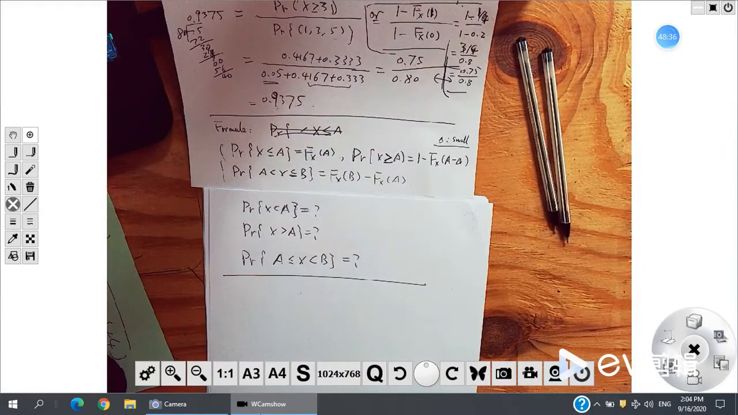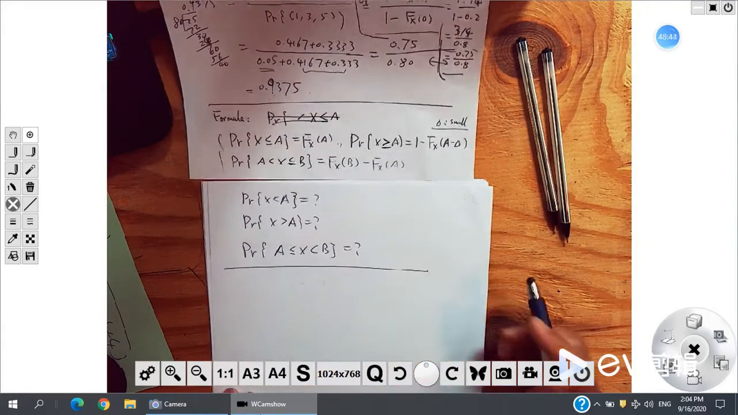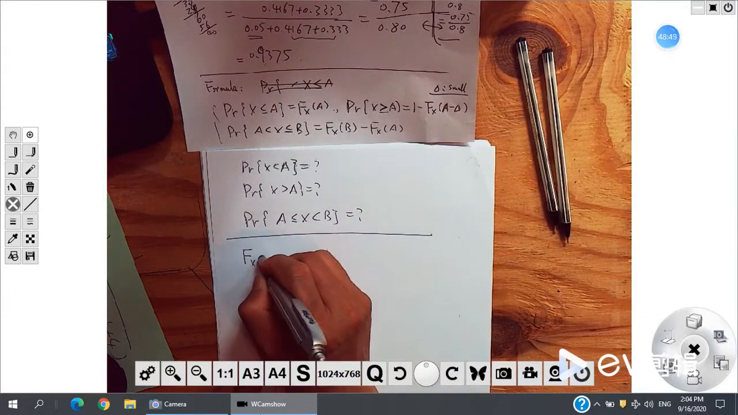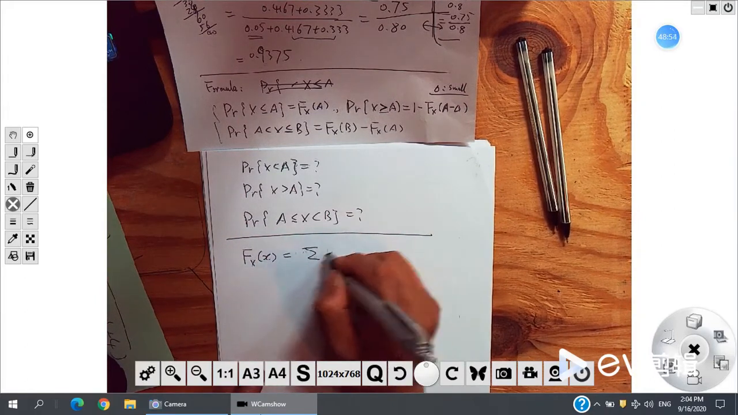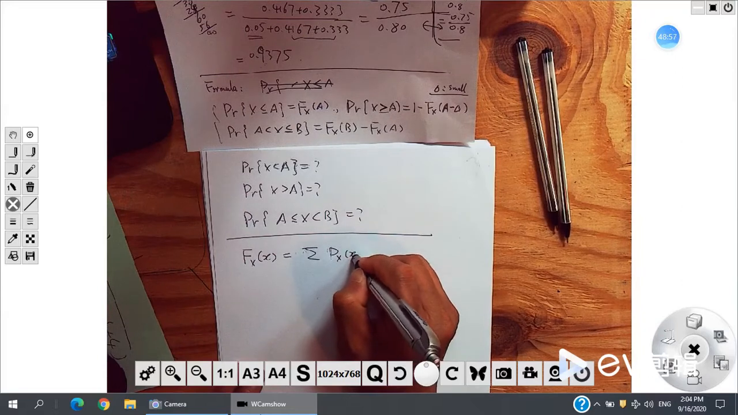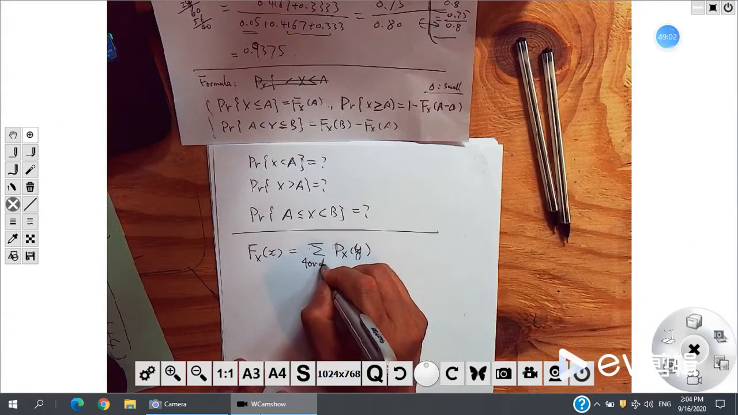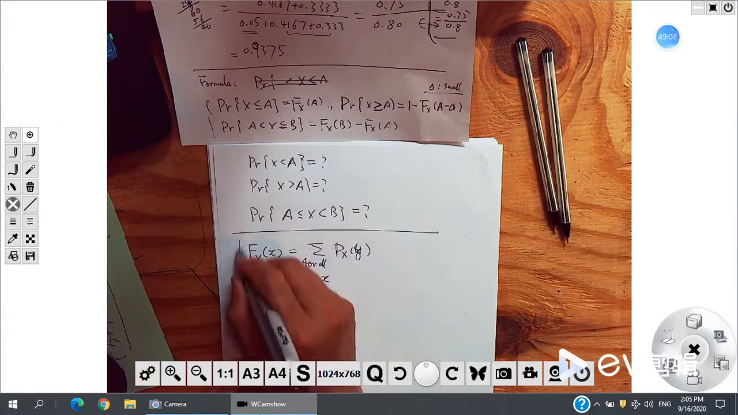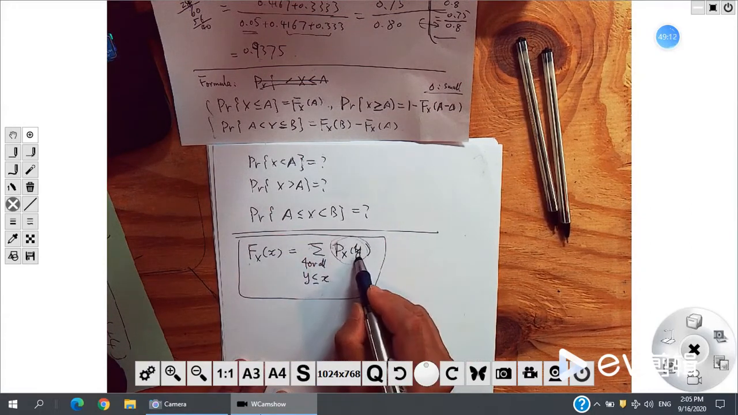And the CDF is a little bit more complex. CDF is a kind of cumulative, right? It's a summation of some terms. So we have this, and I can write this: the cumulative F_X of x equals the summation of p_X of y for y smaller than or equal to x. So this one is a summation of these for those y smaller than or equal to x.